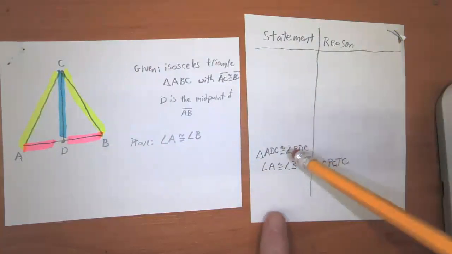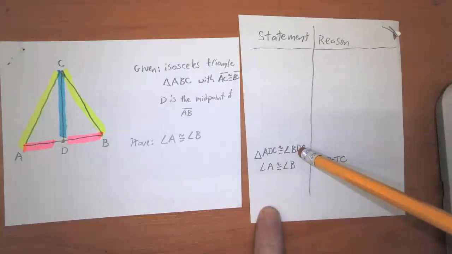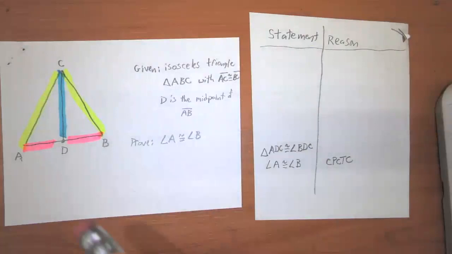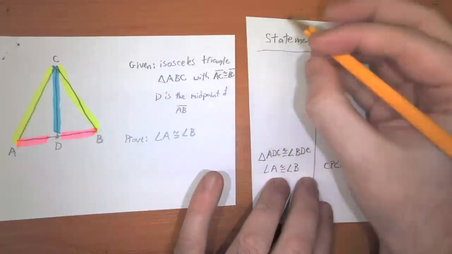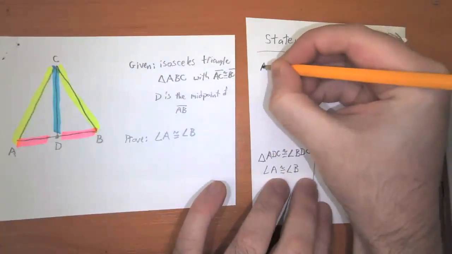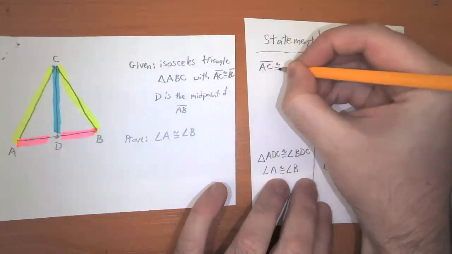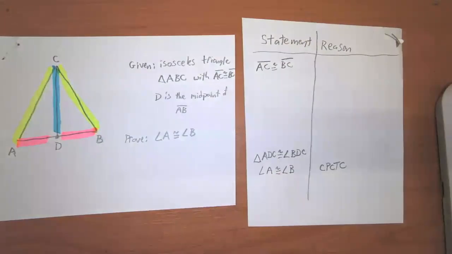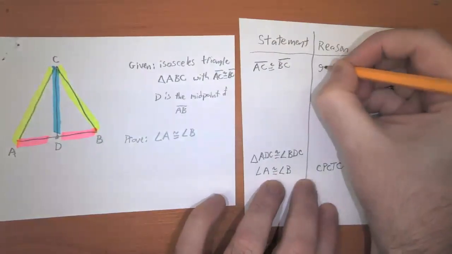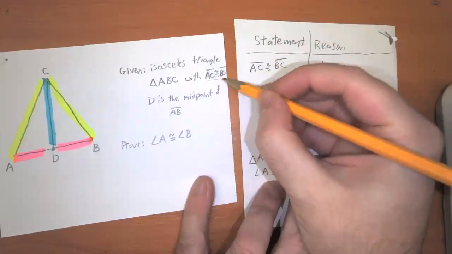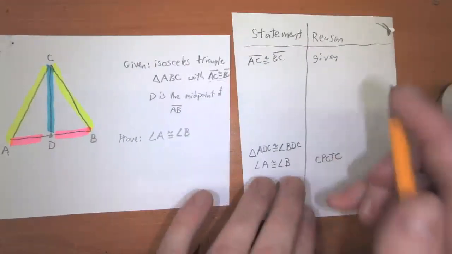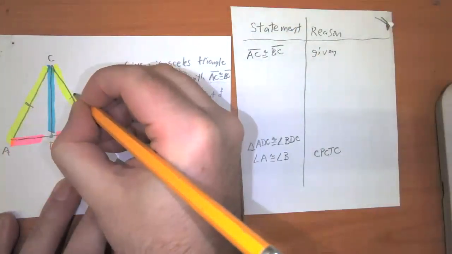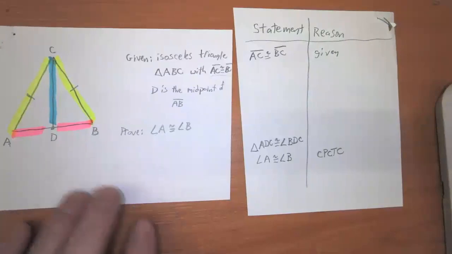All right, so now that I've got this goal in mind, let me start working forward and think about the facts that I know. One fact that I know is that AC is congruent to BC. What's my reason for that? Well, that's given. That's given right here. Let me take a second and I'll mark that congruence statement in the diagram.